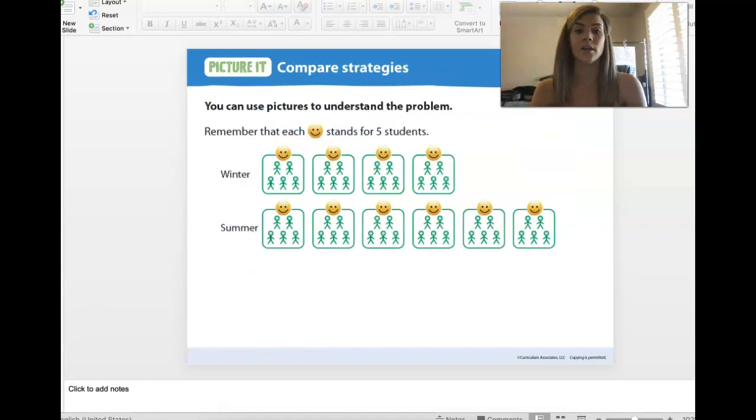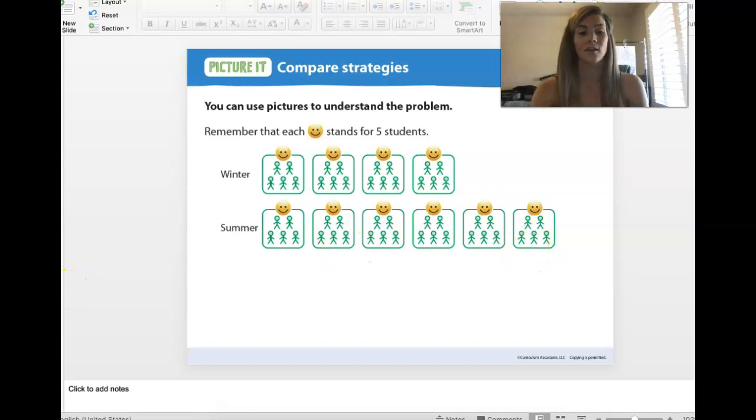Now, picture it. We're going to look at some new strategies. You can use pictures to understand the problem. Remember, each little smiley stands for 5 students. So, for winter, they drew it out even further. 1, 2, 3, 4 smileys, and with each smiley, they have 5 little people. So you can visually see that there are 20 people. For summer, they follow the same pattern. 1, 2, 3, 4, 5, 6 smileys with 5 people underneath them.